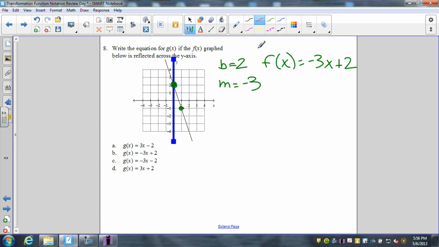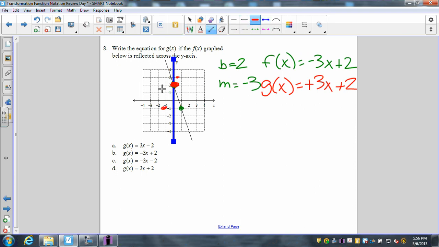There are a couple ways you can do this. You reflect across the y, and remember that g of x only changes the slope. So +3x keeps the y-intercept the exact same. Think about it. If you reflected across this axis right here, would this point change at all? No, it would not change. It would stay right there. This point would come over here, and your line would be right here. Positive slope and positive y-intercept. So the correct answer is +3x slope and +2 as the y-intercept. There's your answer. There are 2 different ways of doing that question.